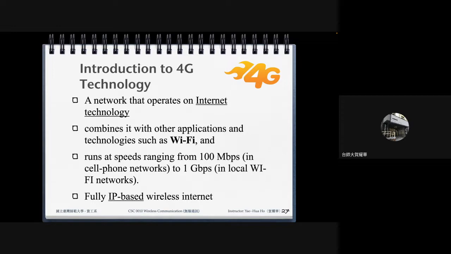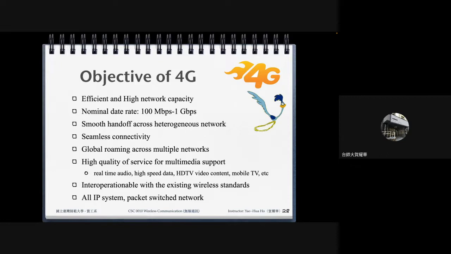Okay, it runs at a speed range from 100 megabits per second in the cellular network to 1 gigabit in a local Wi-Fi network. Okay, so again, it's a full IP-based wireless internet on fourth generation devices. So the objective of the fourth generation is you need to be efficient, with high network capacity. Okay, so the normal data rate is between 100 megabits to 1 gigabit. Okay, it has a very smooth handoff across heterogeneous networks, like I say, cellular network to Wi-Fi network. Okay, it's a seamless connection. Means you are connected to the internet all the time regardless of what type of connection.